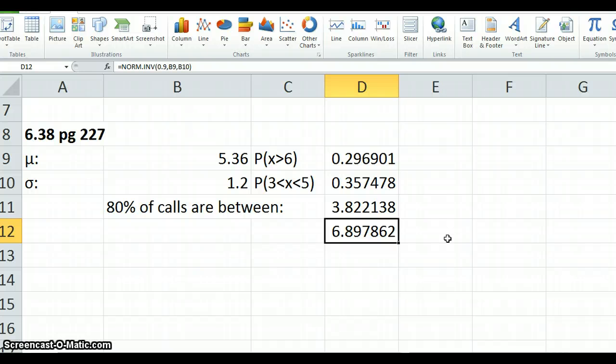Anyway, I'll upload this Excel spreadsheet to the class resources so you can take a look at it and look at how the formulas came together. And also there's a part D to this question that I'll leave for you guys if you're interested.